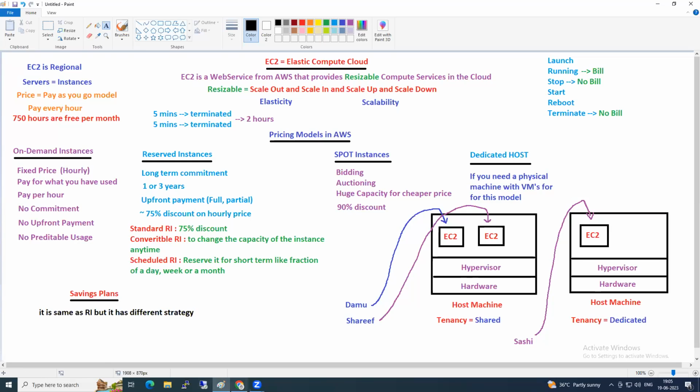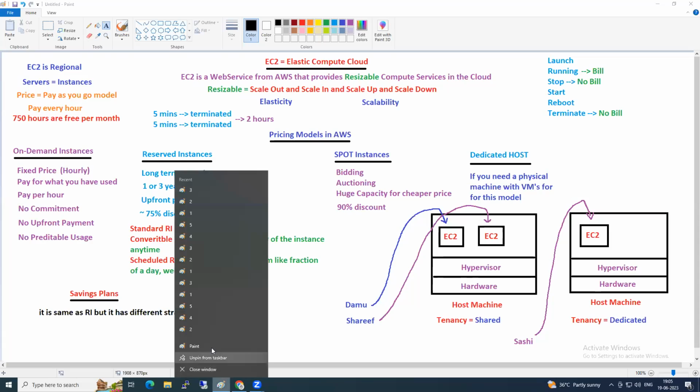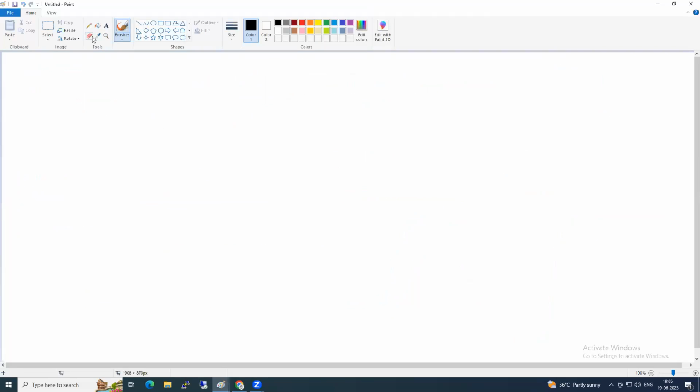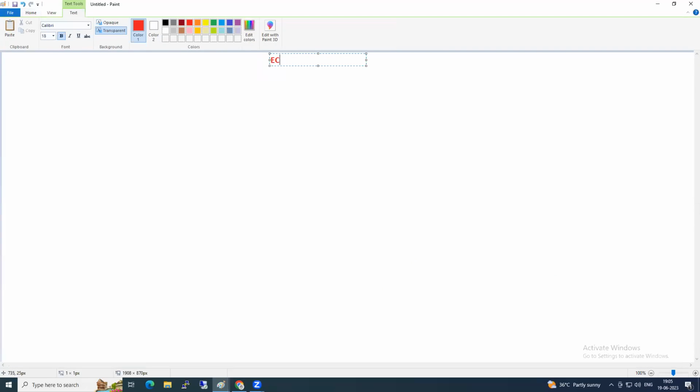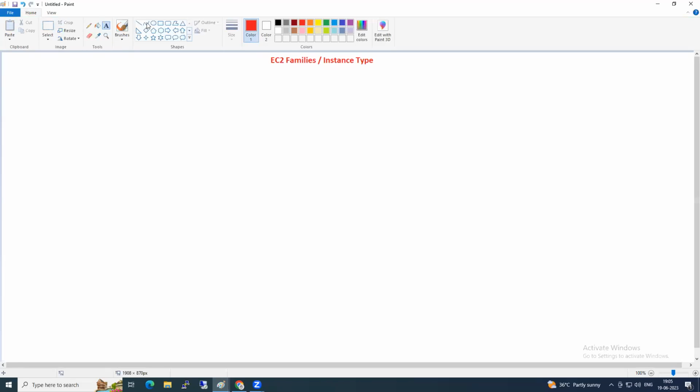Okay, so now, a very important thing we have here is called EC2 families or instance types. Very important.